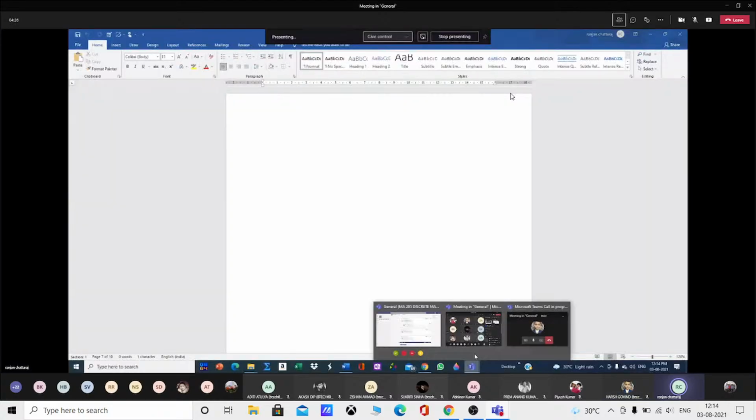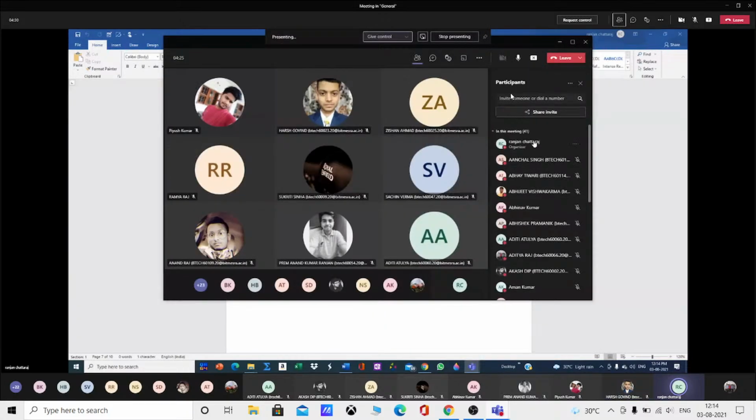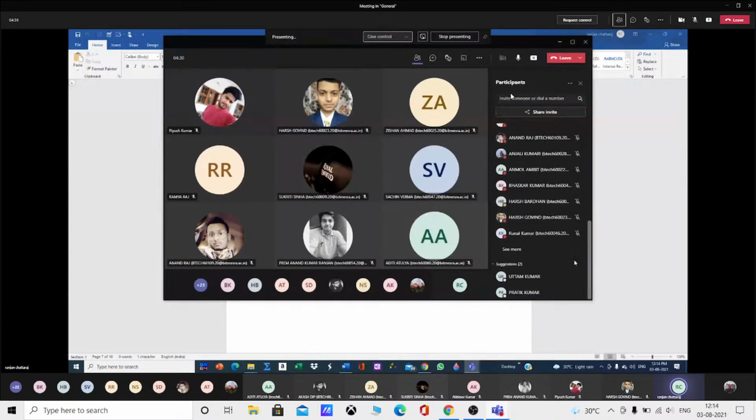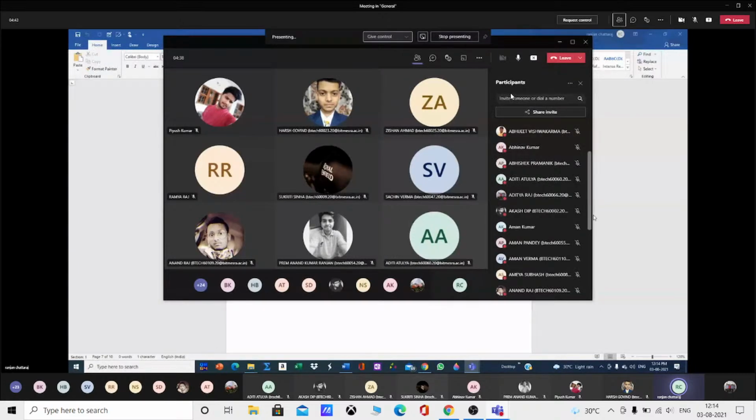So 41 students are there only. You see, 40 students are there. Yes, sir. These two are from the lateral entry. Uttar Pradesh, they are not responding. By the way.